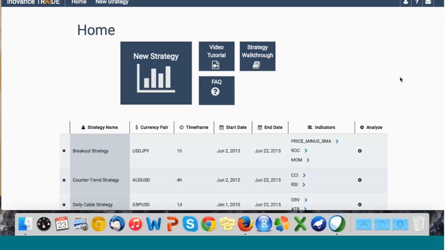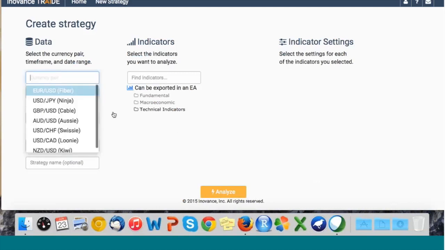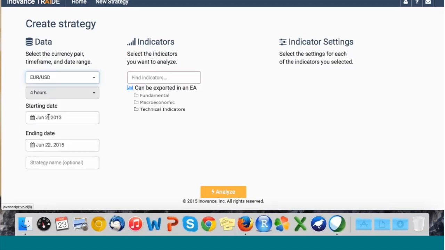So here's the home page. You can see some strategies that we've created before, but let's go through the process of building a new strategy here. Similar to what we would use in a more traditional trading platform, you first want to select the underlying data. For this strategy, let's say we want to trade the Euro USD and build this off a 4-hour chart. This is where we diverge from a more traditional platform. The starting and end date are the date range that we want the algorithms to analyze to find the underlying patterns in the indicators that we'll select.